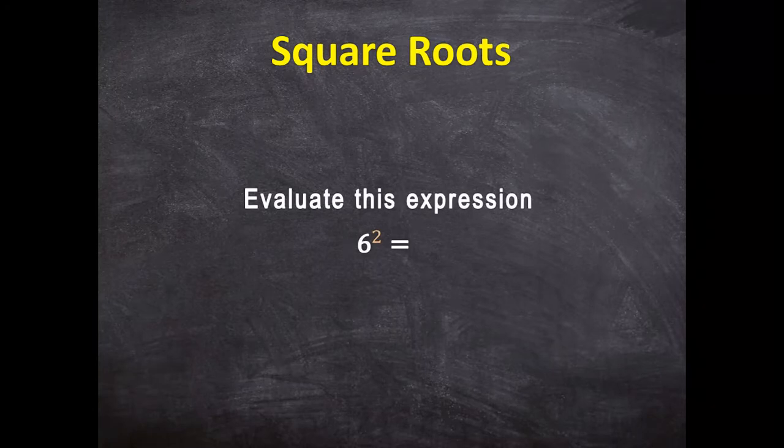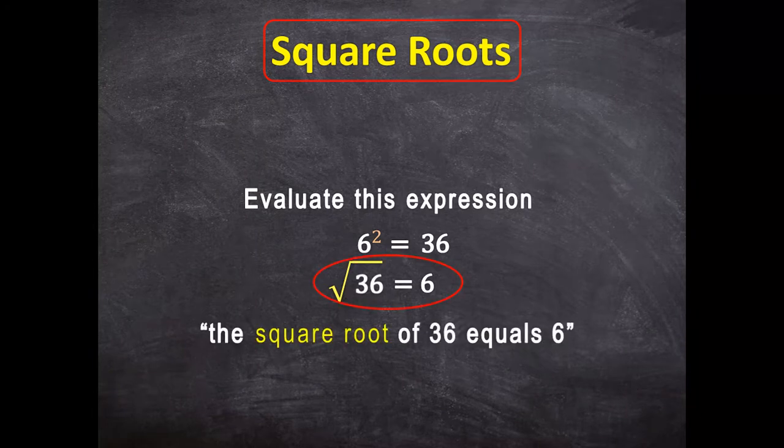But first, try evaluating this expression: what is 6 squared? 6 squared is 6 times 6, which equals 36. Square roots are like working backwards. When you see this square root symbol, it means we are looking for a number whose square equals the number inside the root. So what number when we square it gives us 36? Well, that's 6. And you can read this equation as the square root of 36 equals 6.